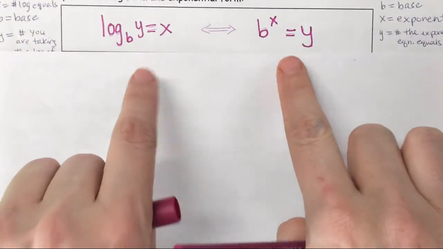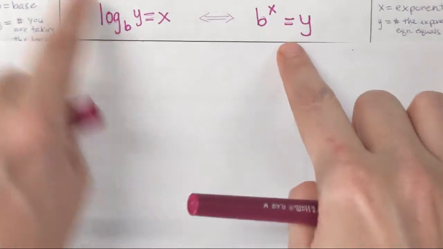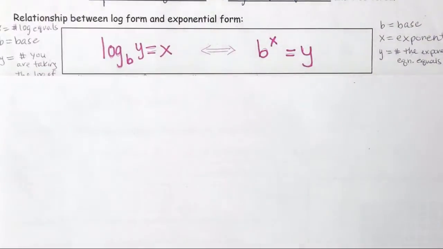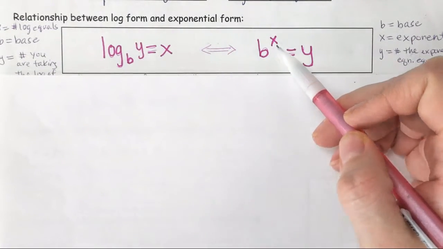Which one of these is exponential? The one on the left or the one on the right? The one on the right. Okay, Taylor, how can you tell? Yeah, right, exactly. It's because the x is the exponent, right?